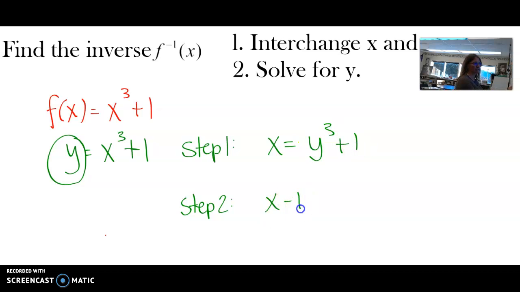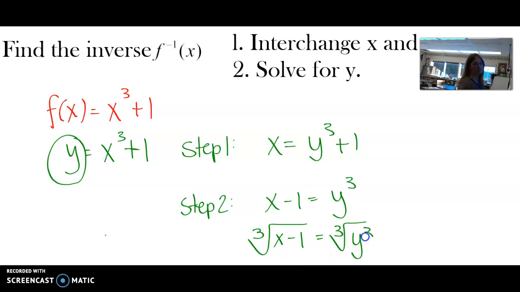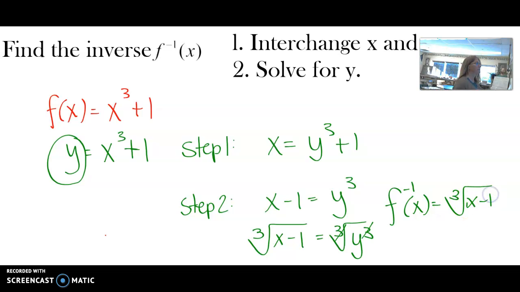So you subtract 1, and then to undo cubing, it's kind of like undoing squaring, you're going to do the cube root. So I'm going to take the cube root of x minus 1. When I take the cube root of y cubed, they're inverse operations, so they cancel each other out. So your inverse, which in this case is actually an inverse function, is going to be the cube root of x minus 1. Notice in the original, you cube the x, then add 1. In the inverse, you subtract 1 and then take the cube root. Everything is the exact opposite operation in the exact opposite order.